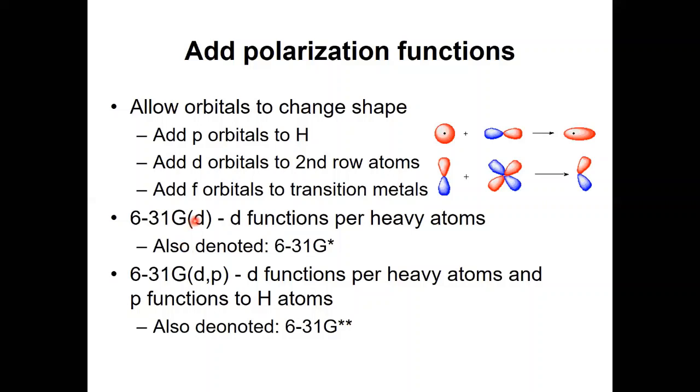This is a way to express it, but recently we use a more sophisticated way by writing (d,p), where d means add d orbitals to the heavy atoms, and p means add p orbitals to the hydrogen atom, because the new type for hydrogen is what? It is p. The new type for much heavier atoms in the second row, which have s and p, is d. This is usually the polarization function.